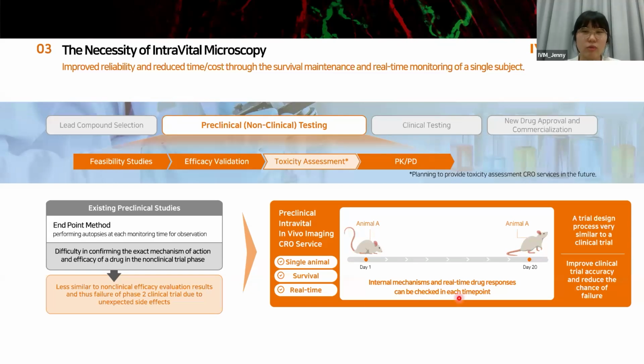In contrast, intravital microscopy allows for real-time longitudinal imaging and tracking of drug responses within the same individual subject for an extended period of time. This makes it possible to precisely determine how effectively the drug reaches the target tissue, as well as the drug's pathway of action, and determine whether the drug causes off-target toxicity in any non-target tissues. Furthermore, because repeated measurements can be taken from the same subject, intravital microscopy can significantly reduce the number of animals required for experimentation, leading to savings in both time and cost.